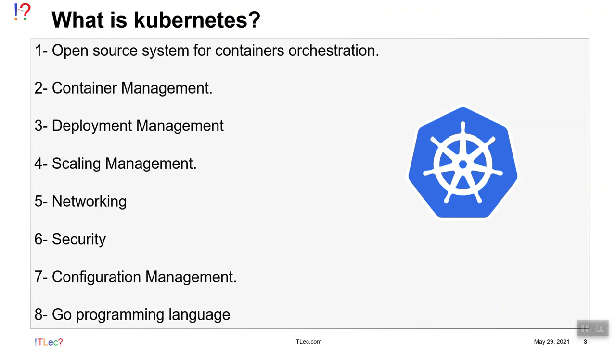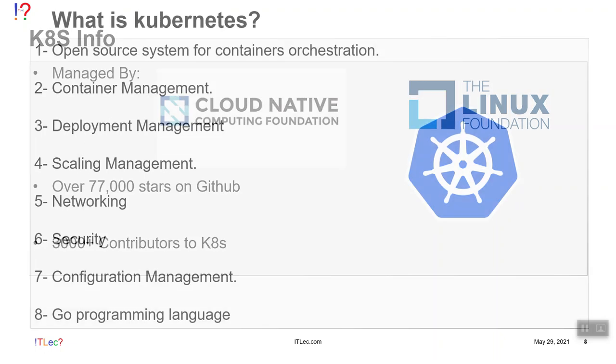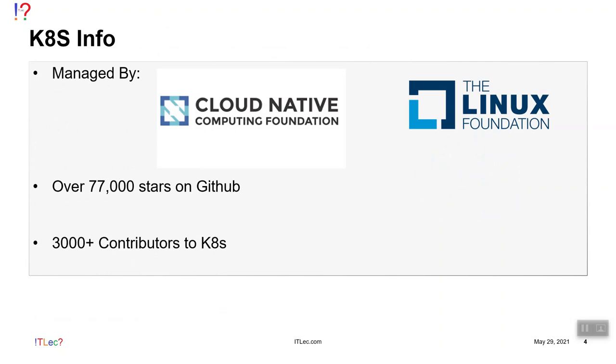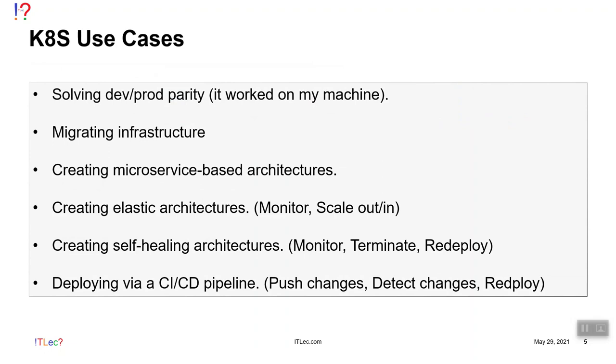Kubernetes has been developed using the Go language. Kubernetes is managed by the Cloud Native Computing Foundation, which is part of the Linux Foundation. Kubernetes has more than 77,000 stars on GitHub and more than 3,000 contributors on GitHub as well. Generally, it's the second biggest project on GitHub after Linux. So the community is crazy about it. A lot of contributors, a lot of stars for this project.